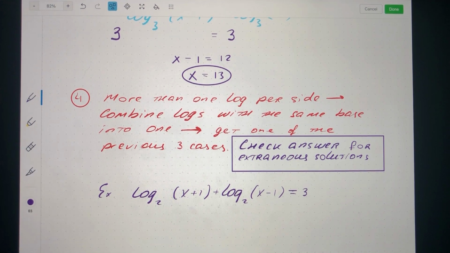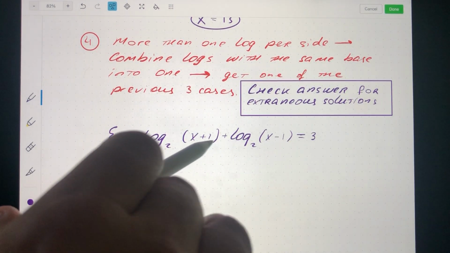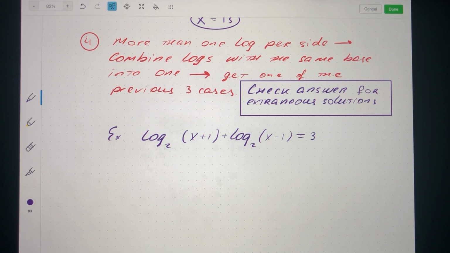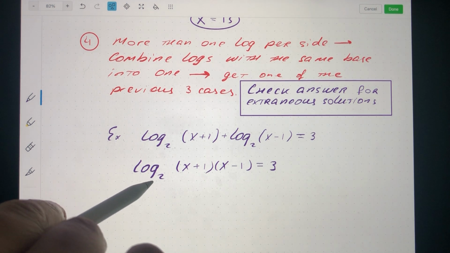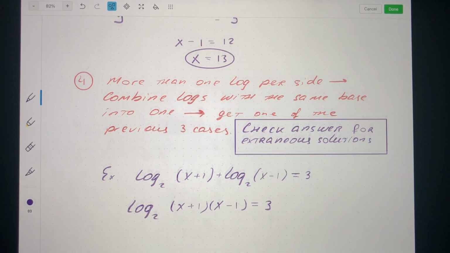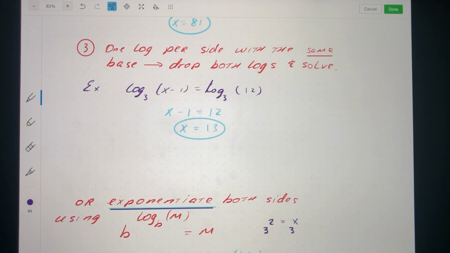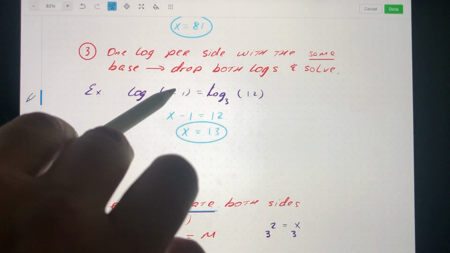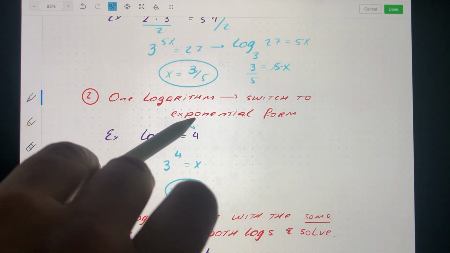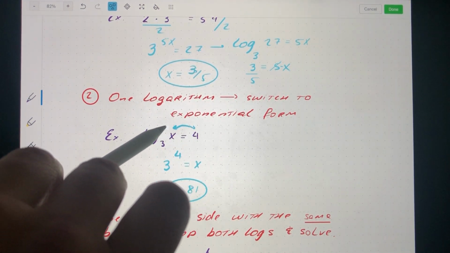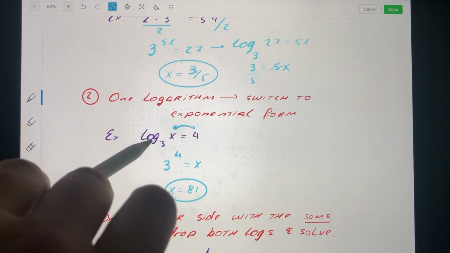So let's solve it. The first thing to do, since we have the same base, is we combine the 2 logs into 1, remembering that the plus turns to multiplication, which means log base 2 of (x plus 1)(x minus 1) is 3. Now at that point we just have a logarithmic question that we don't know how to solve. That would be case number 2. Case number 2, 1 logarithm equals something and the unknown is inside of the log. That's exactly what we have.